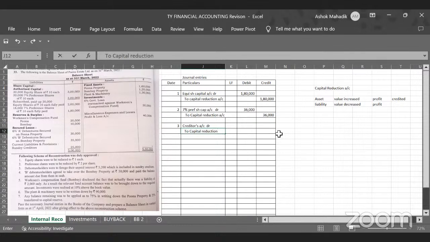Always remember, whenever there is a loss, capital reduction account will be debited and the relevant account will be credited. In case the company is gaining, there is a profit, capital reduction will be credited and the other item will be debited. Now, how much is the profit on account of debenture interest? 5,200. Clear, students?